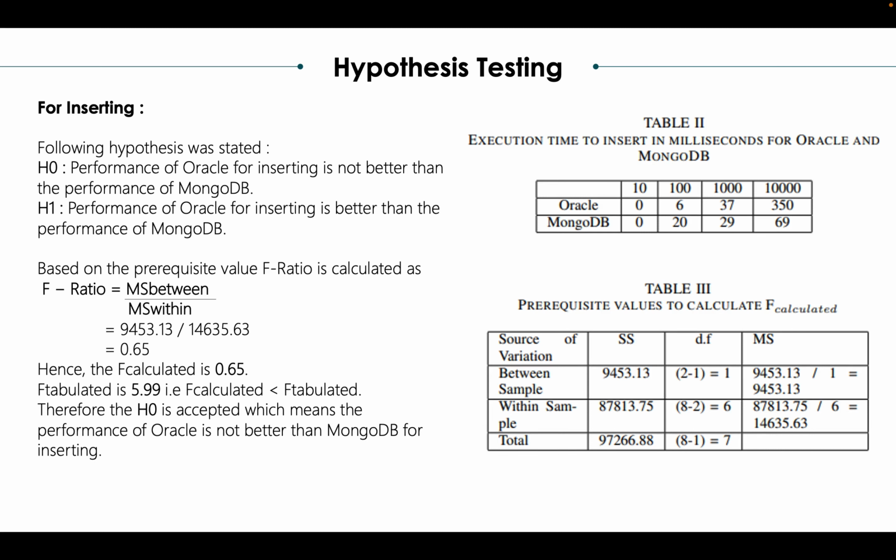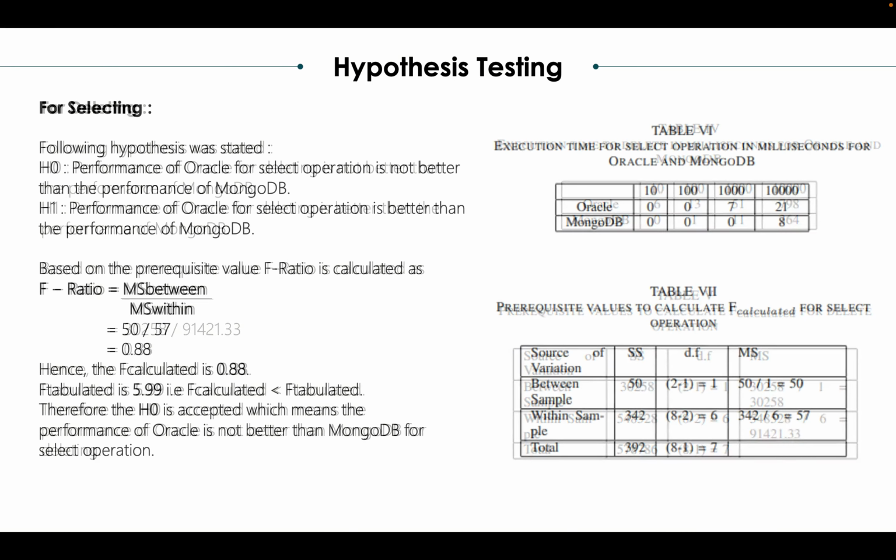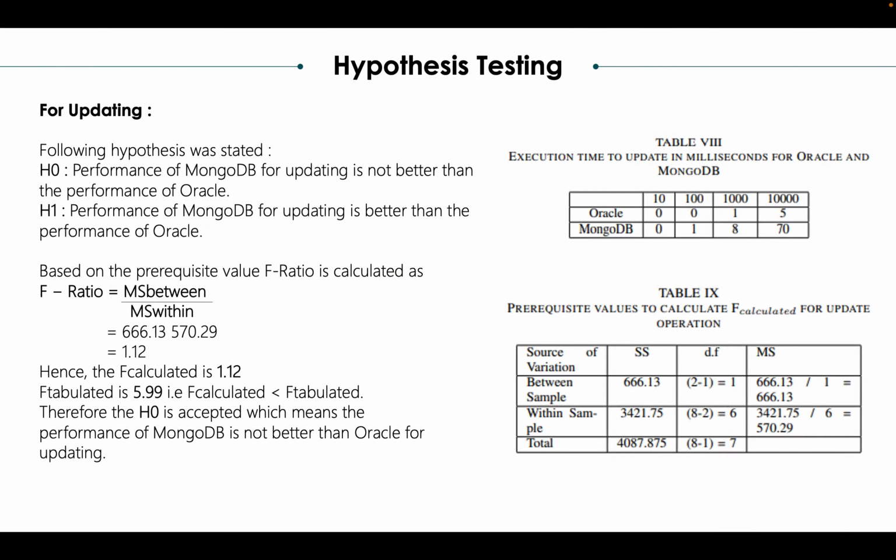There is also an F distribution table, and if we cross-check from the distribution table for degrees of freedom 1 and 6, the value is 5.99. Whenever F calculated is less than F tabulated, we reject the alternative hypothesis and accept the null hypothesis. Just as we have done this for the insertion operation, we have done the same testing for deletion, selection, and updating.